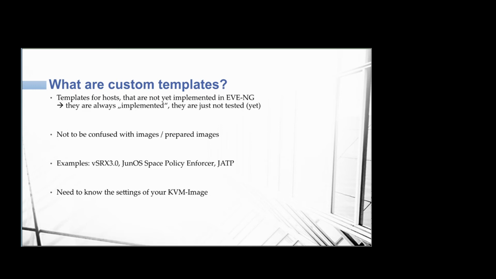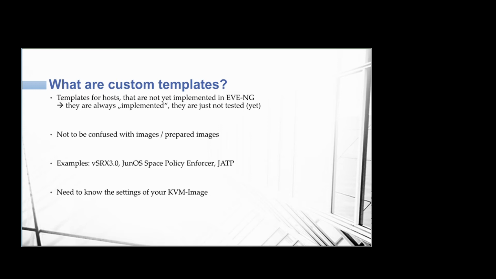They are just not yet tested, verified, and put into this little drop-down menu. But you can create your own custom templates, so they will show up. You will see that in the demo later, because the VSRX 3.0 is one of the Juniper devices that benefits a lot from these custom templates. Templates are not to be confused with the images. The images inside of EVE are called nodes.